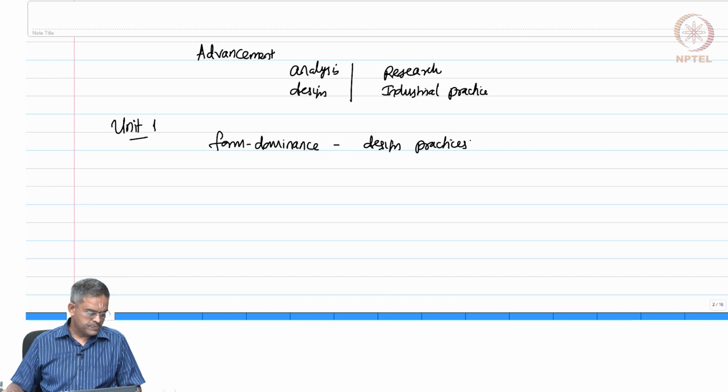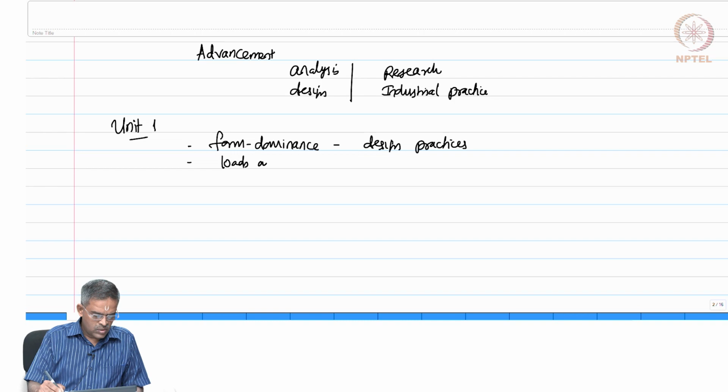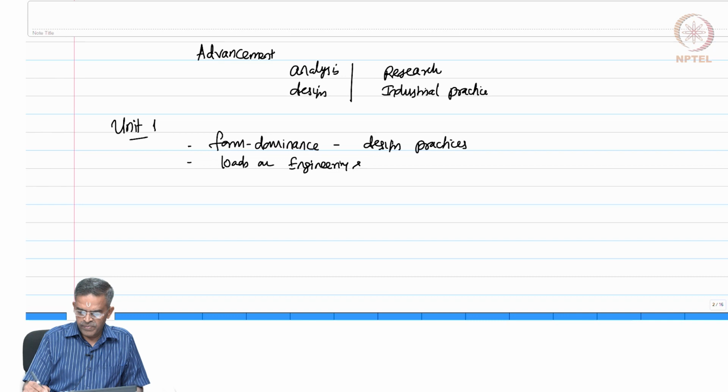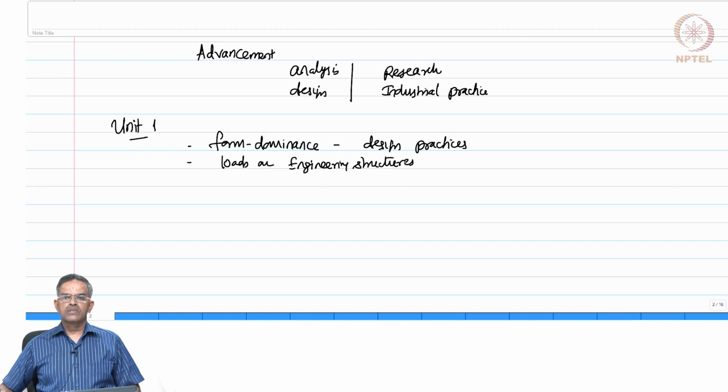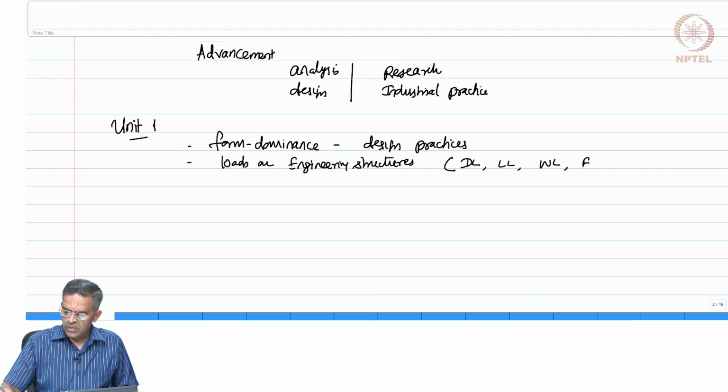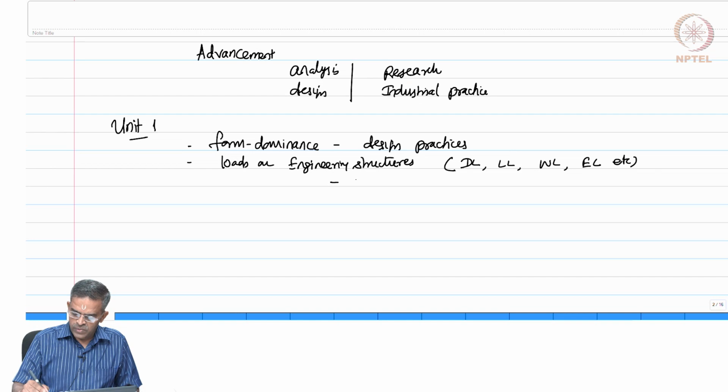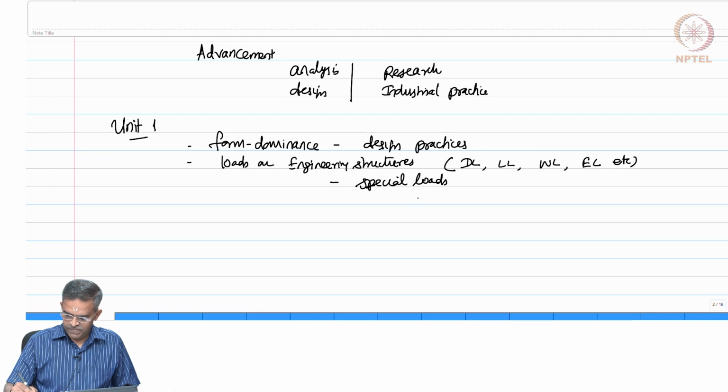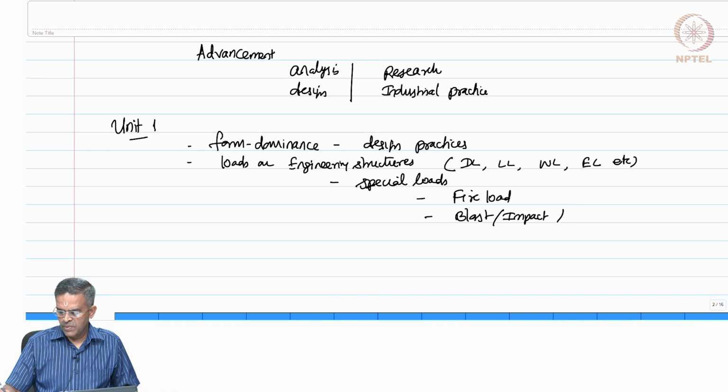We will also talk about loads on engineering structures, though we all know about the conventional loads which are acting on the engineering structures, namely dead load, live load, wind load, earthquake load, etc. We will pay attention to some special loads which are unconventional and not discussed in many of the course contents. We will talk about fire load. We will explain how to compute the blast and impact load. We will also talk about ice loads.